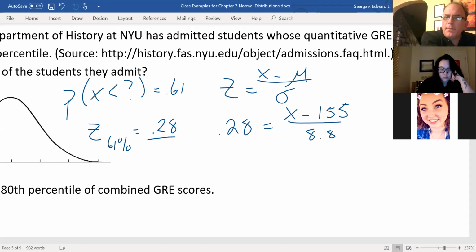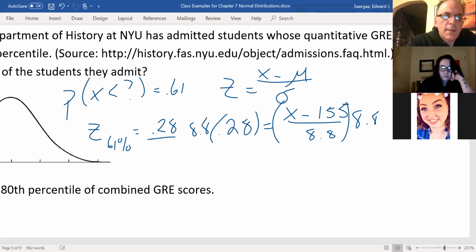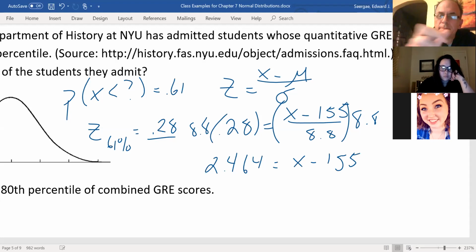First thing we're going to do is multiply both sides by 8.8. Multiplying 8.8 by 0.28 gives me 2.464 equals x minus 155. Oh, I'm sorry, 150. The mean was 150, not 155. Cool, the mean was 150.